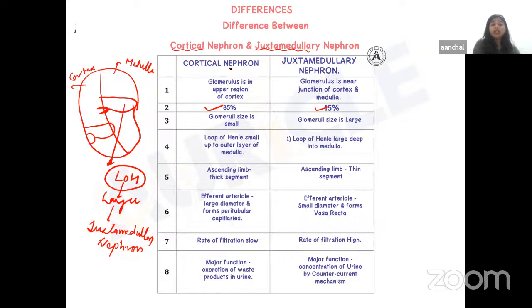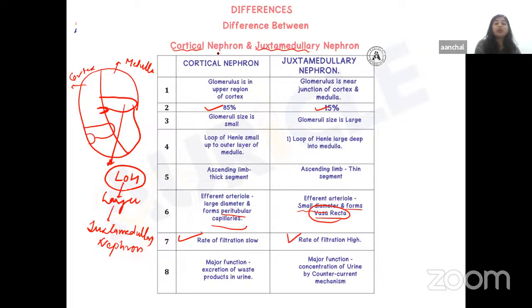Then in the cortical nephron, we have a thick segment of the ascending limb, and in the juxtamedullary, we have a thin segment of the ascending limb. Talking about the efferent arterioles, in the cortical nephron it has a large diameter and forms the peritubular capillary network. In the juxtamedullary nephron, the efferent arteriole has a small diameter and forms the vasa recta, which is also responsible for the countercurrent mechanism, and here it acts as an exchanger. The rate of filtration is quite slow in the cortical nephron, and in the juxtamedullary we have a high filtration rate.